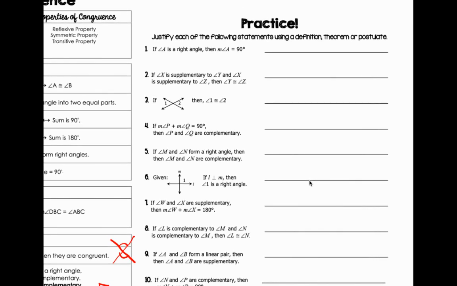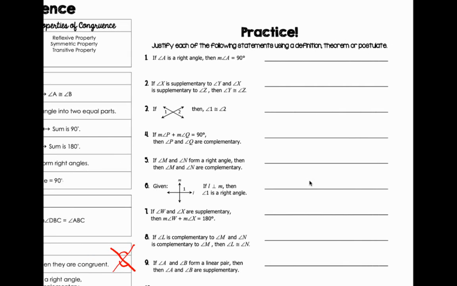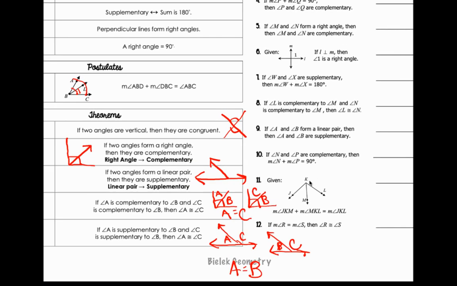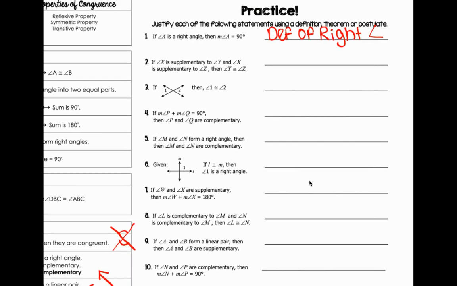So just like we've been doing on the previous sections, we're going to do some practice just identifying which definition, theorem, or postulate applies. So if A is a right angle, then the measure of angle A is 90. So that goes back to your definition of a right angle. I'm just going to abbreviate angle. If X is supplementary to Y and X is supplementary to Z, then Y equals Z. So that is that very last one we just talked about where I drew that diagram. That is the congruent supplements theorem.